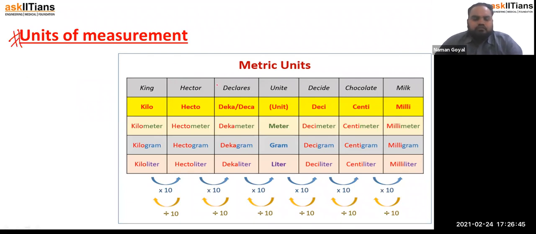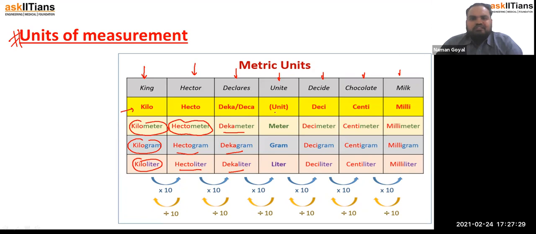There are some units we have. Kilo means the largest unit, hecto is smaller than kilo, and deca is smaller than hecto. Kilo is used for the largest one, for example kilometer, kilogram, kiloliter. After that we use hecto: hectometer, hectogram, hectoliter. Then decameter, decagram, decaliter. You can write deca or deka.